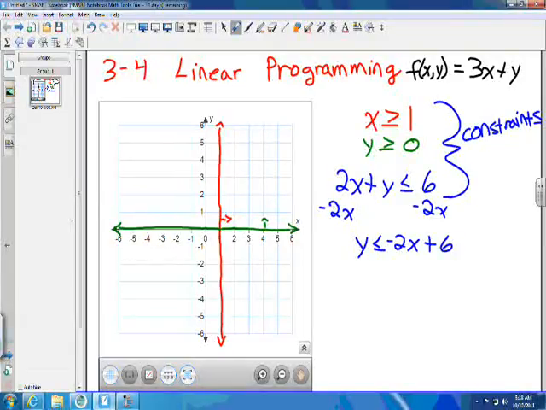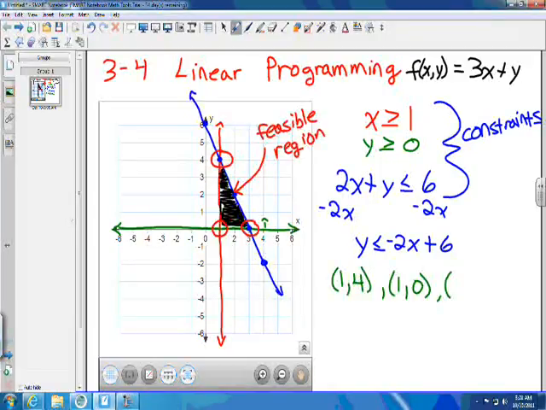What are the coordinates of one of the vertex points? 4, 1. Not 4, 1. What? 4. That's one of the points we got to plug in. 1, 4. What was that one somebody said? 1, 0. And what's the other one? 3, 0. There you go. So those are the three. We made a triangle. Obviously, that's what the feasible region is.